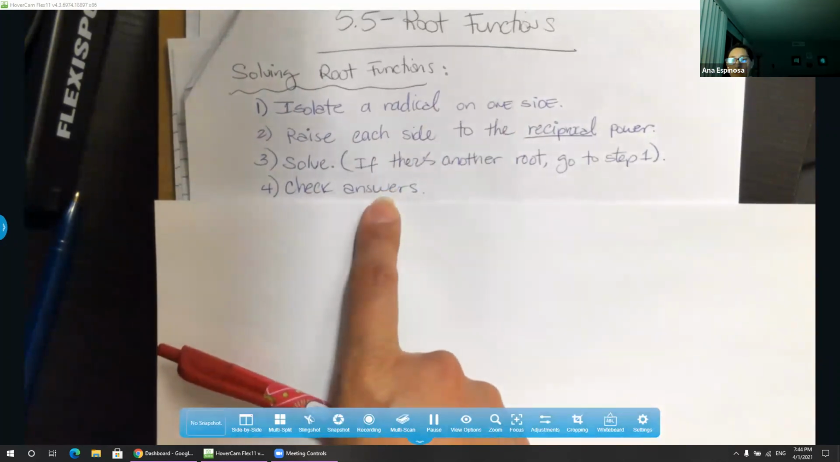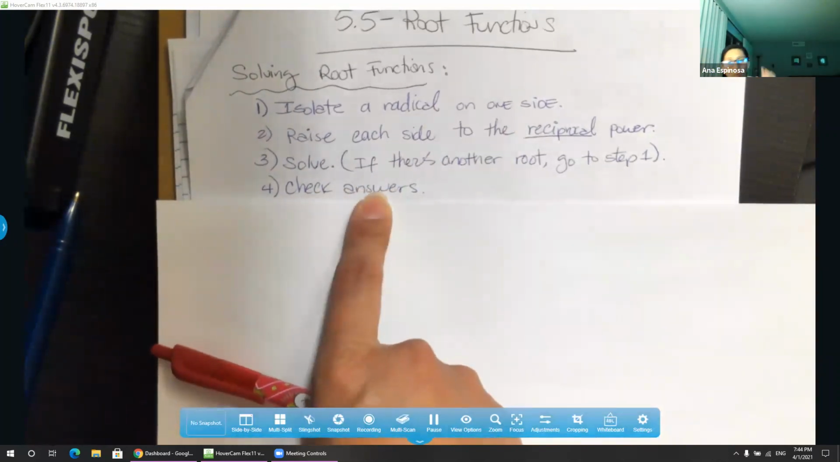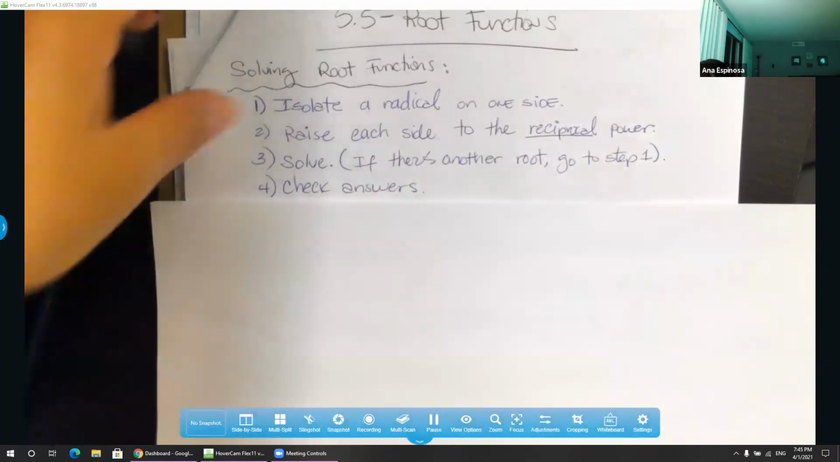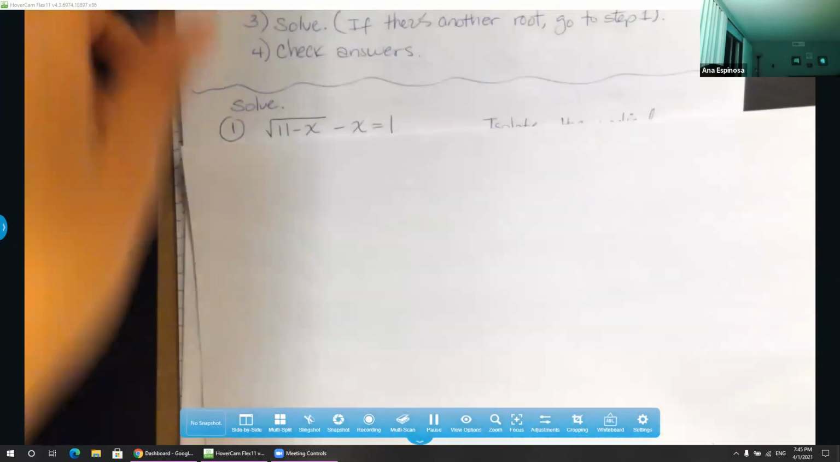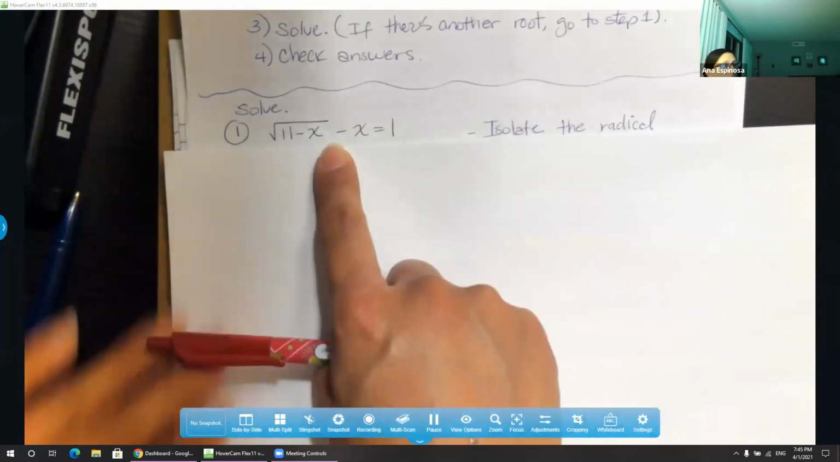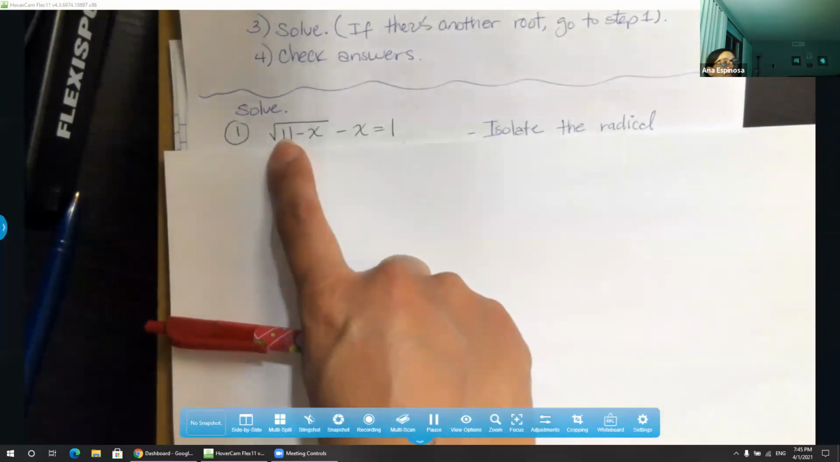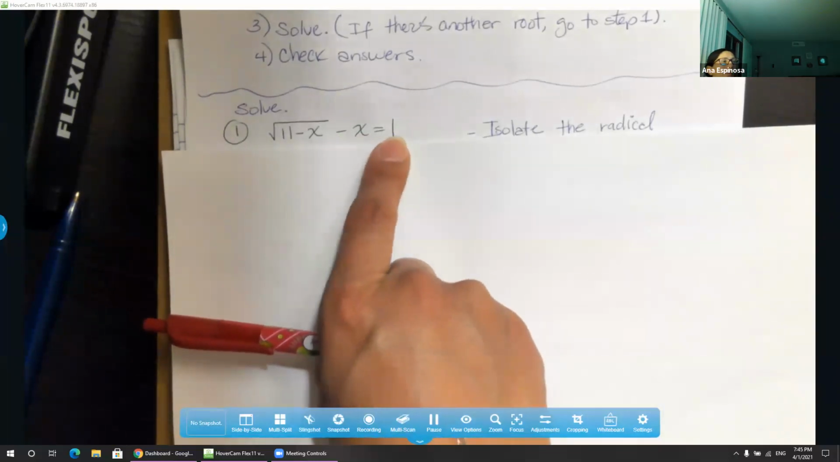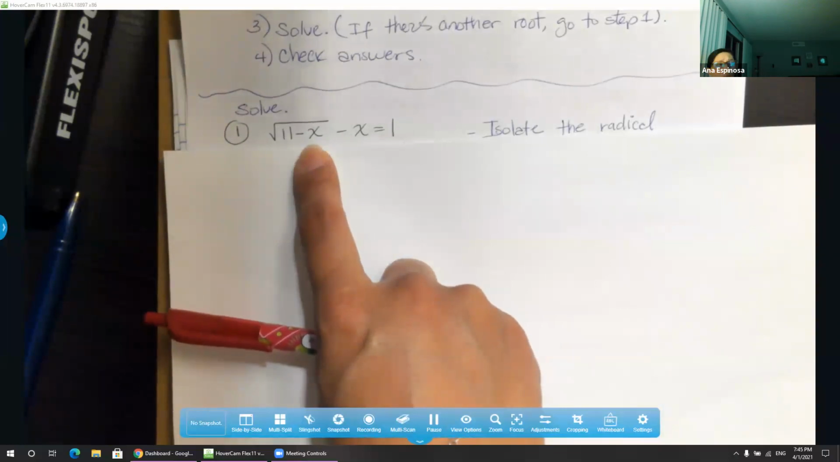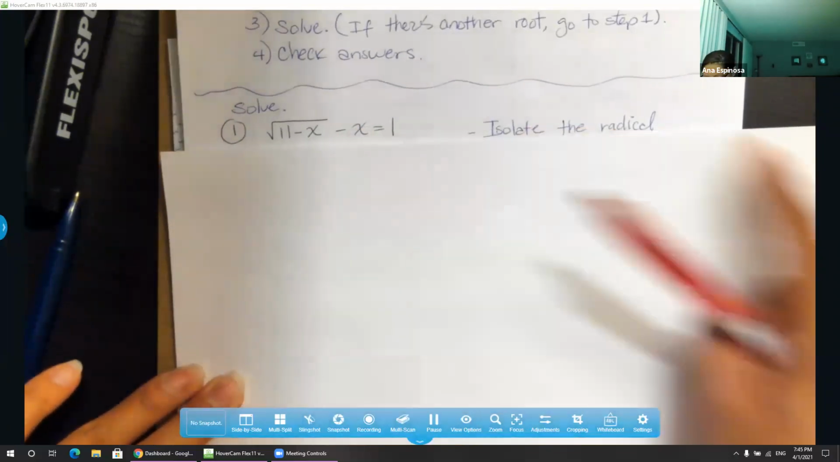Make sure that you check your answers. So it's very important to do this step, write it down in your notes. All right, let's begin with this one. So here's the original equation. I've got the radical of 11 minus x equals 1. I have to isolate the radical. So isolate the radical is the first step.